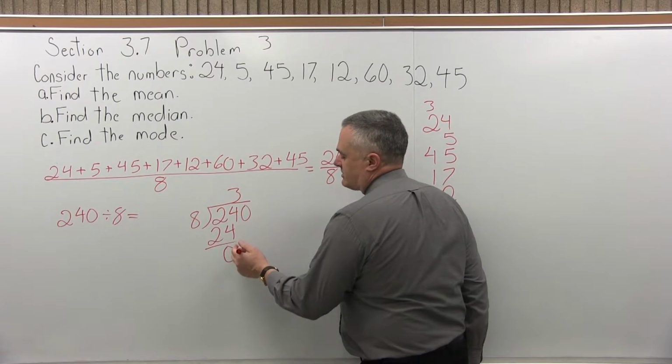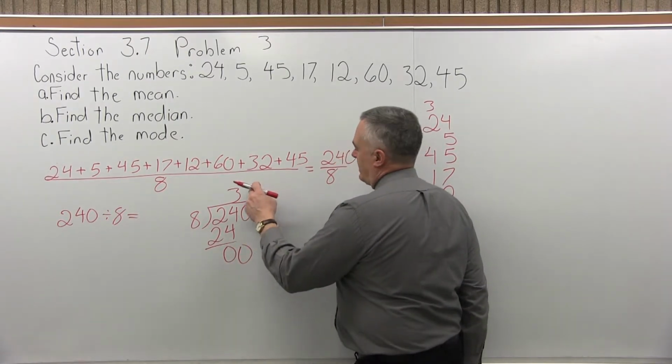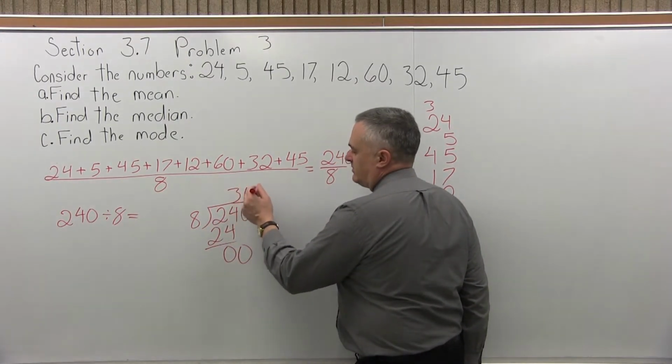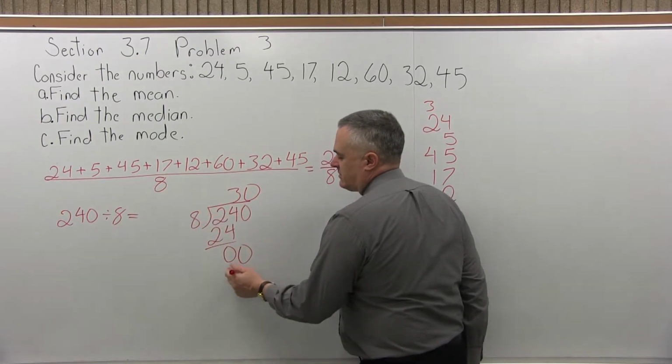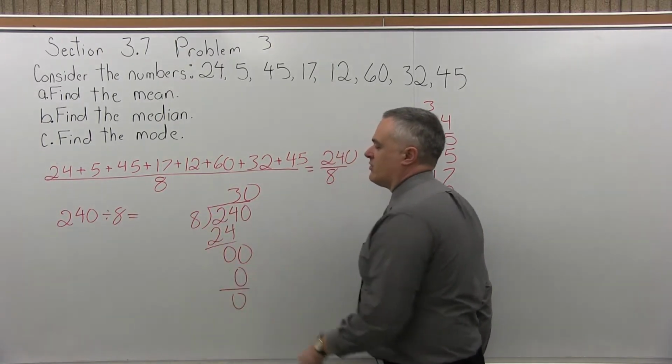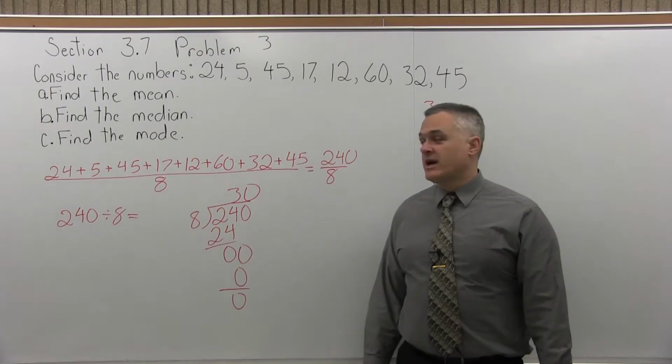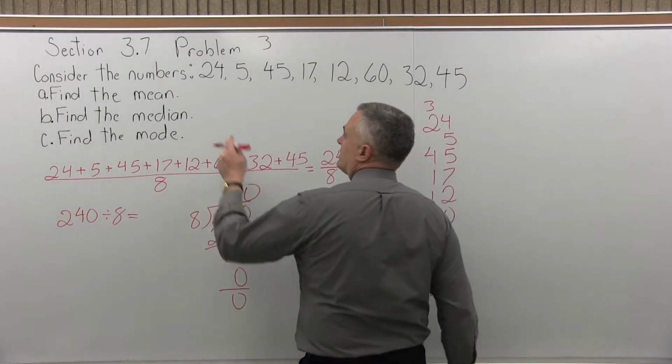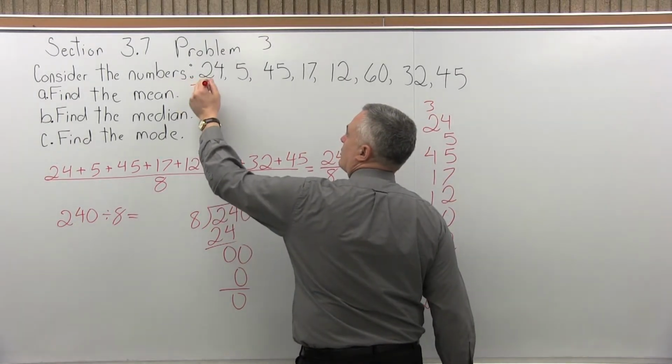Bring down the next digit, which is also 0. 8 times something is 0. Well, that would be 0. 8 times 0 is 0. 0 minus 0 is 0. I have no remainder. So it does go in 30 times, as I thought it should. So that's the mean, 30.